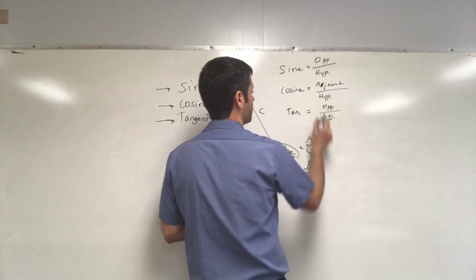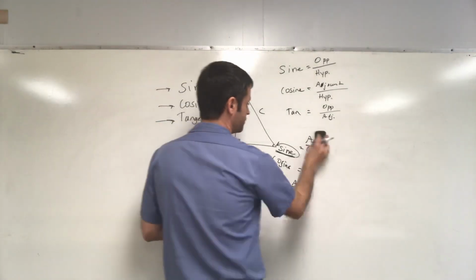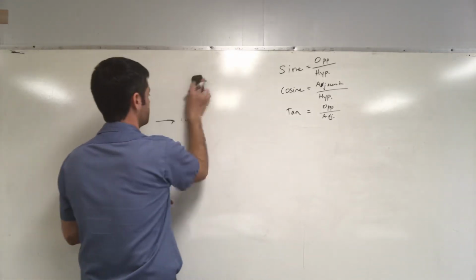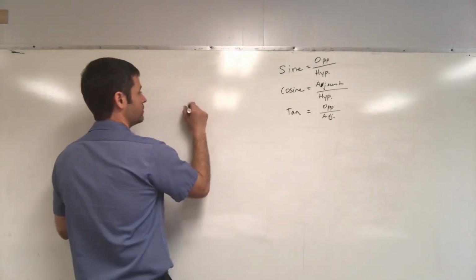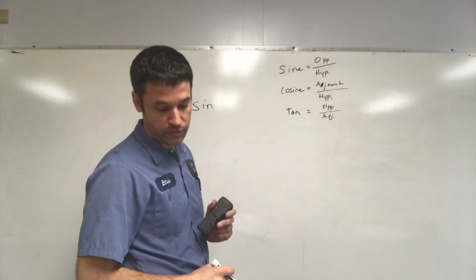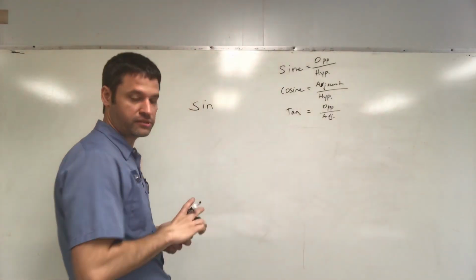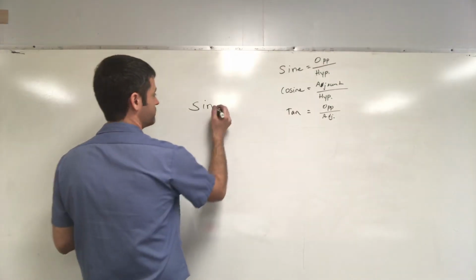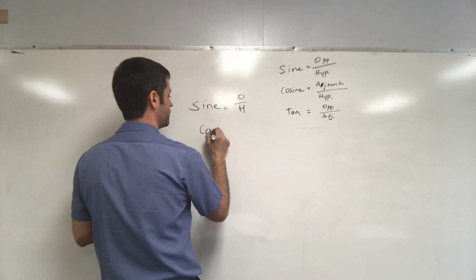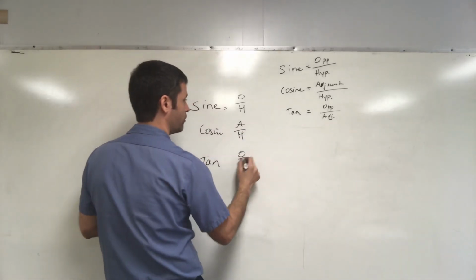You can further simplify that to just the first letters of those. So the sine you can write as SINE or just SIN. My calculator says SIN, which changes sine to sin, but you still say sine. So the sine is O over H, the cosine is A over H, and the tangent is O over A.